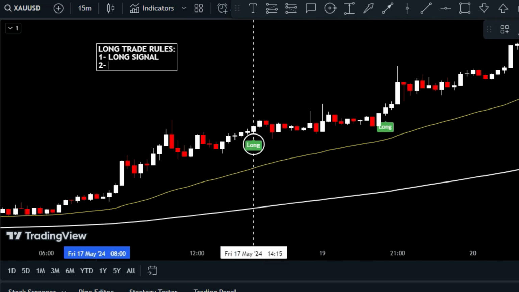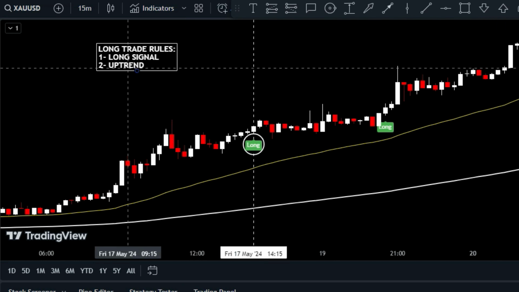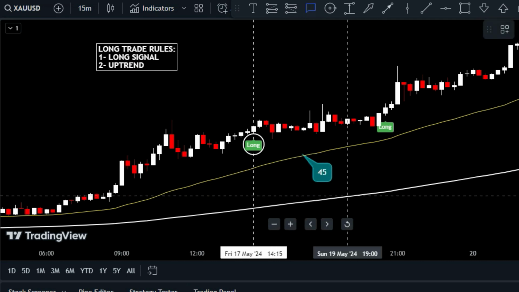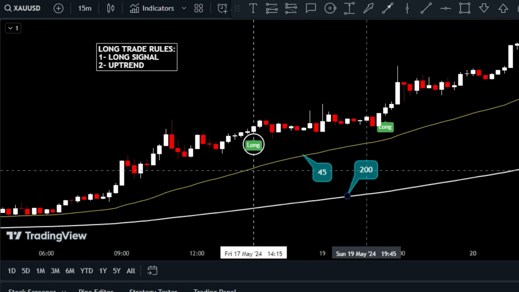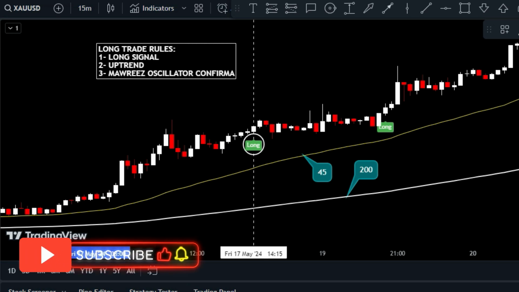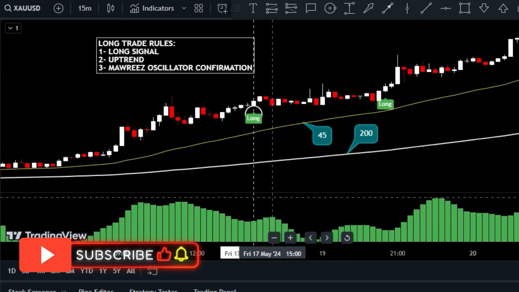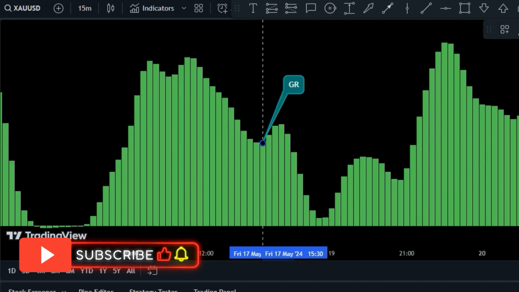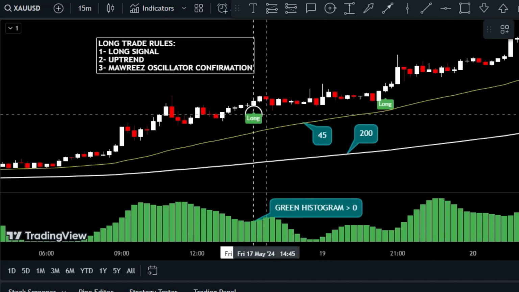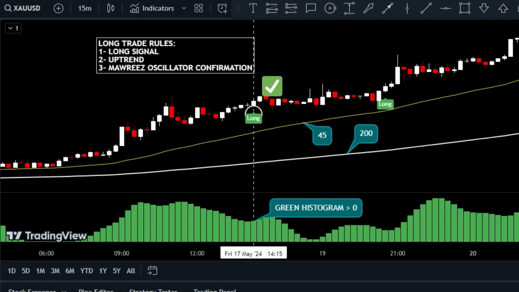Next, ensure that the trend is your friend by making sure it's moving in an upward direction. To confirm that long signal, we need our trusty Murray's oscillator to be in a green zone, sitting above the zero line. So once all these pieces fall into place, you're ready to pounce on the buy position.